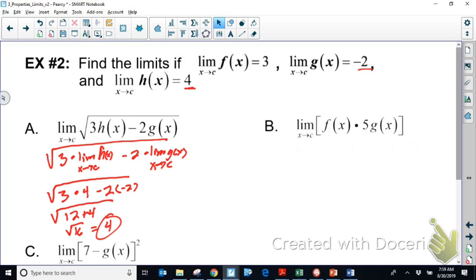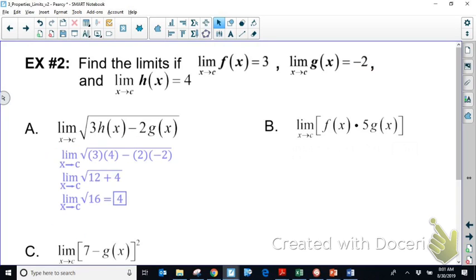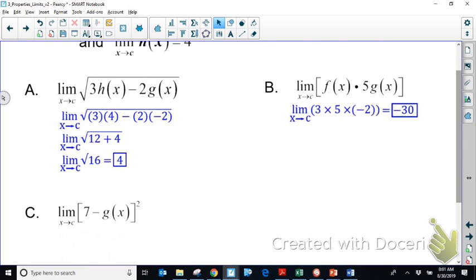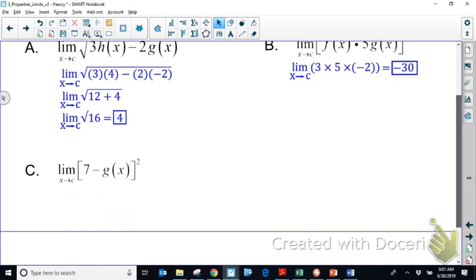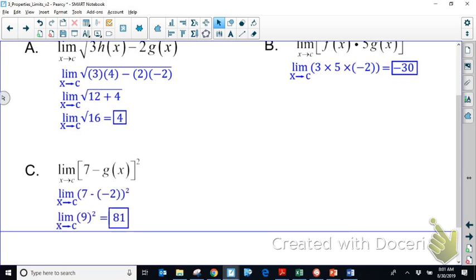Okay, so hopefully you have done some work here, at least for B and C. We're going to clear out my work on A, but here it is typed out for you. For B, we're going to say f of x multiplied by 5 times g of x. So we evaluate function f and function g as x approaches c, and then multiply those three numbers together, and we get a negative 30. And then for C at the bottom, take the difference of 7 and g of x as x approaches c, and then whatever that difference is, we're going to square it. And in this case, we get an 81.